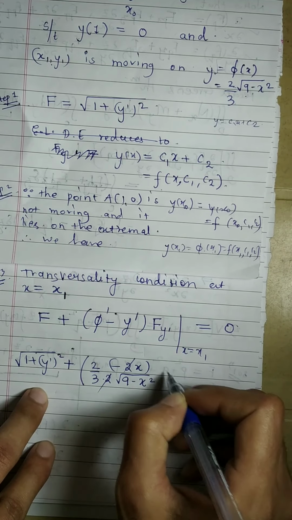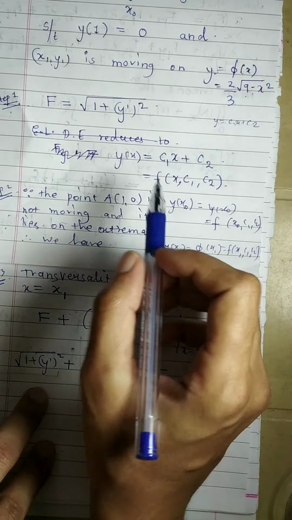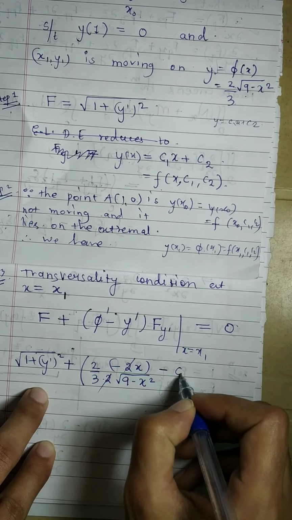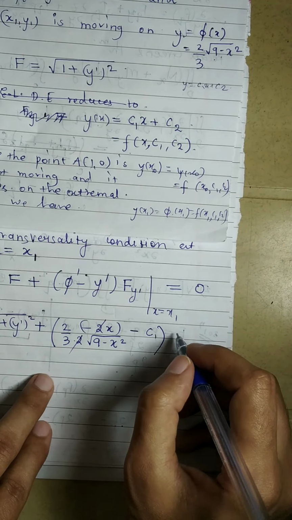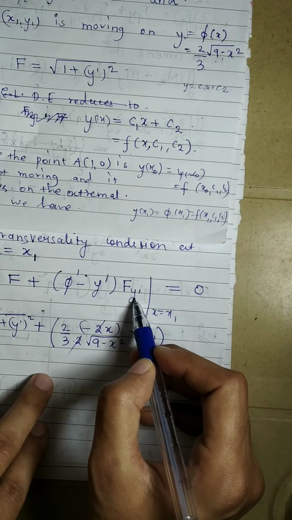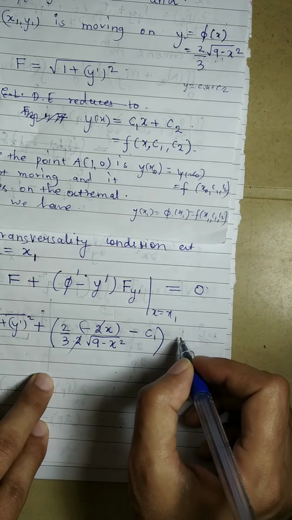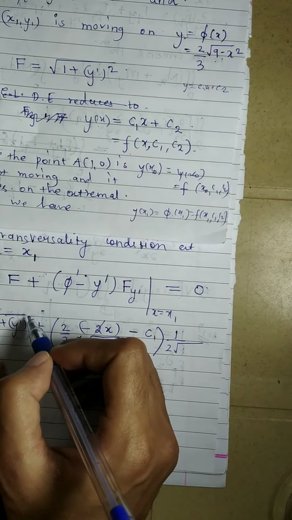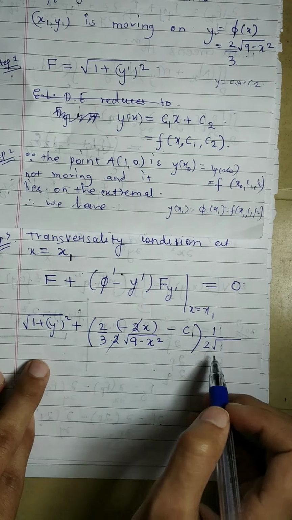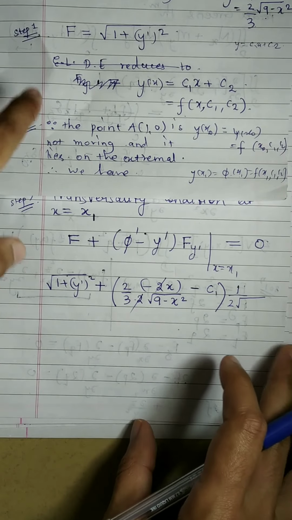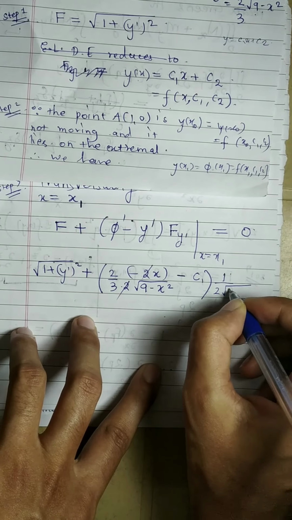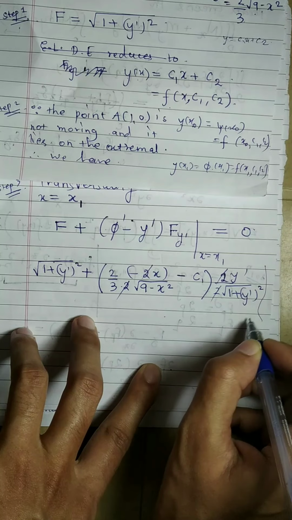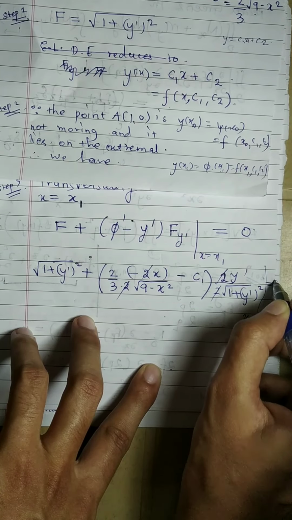So this is phi dash minus y dash. y of x is what? c1 x plus c2. If we differentiate this with respect to x, we get c1 into f_y'. f_y' will be, differentiating f with respect to y dash, 1 upon 2 root of 1 plus y dash square into 2 y dash, and then evaluating this expression at x equal to x1 and equating it to 0.